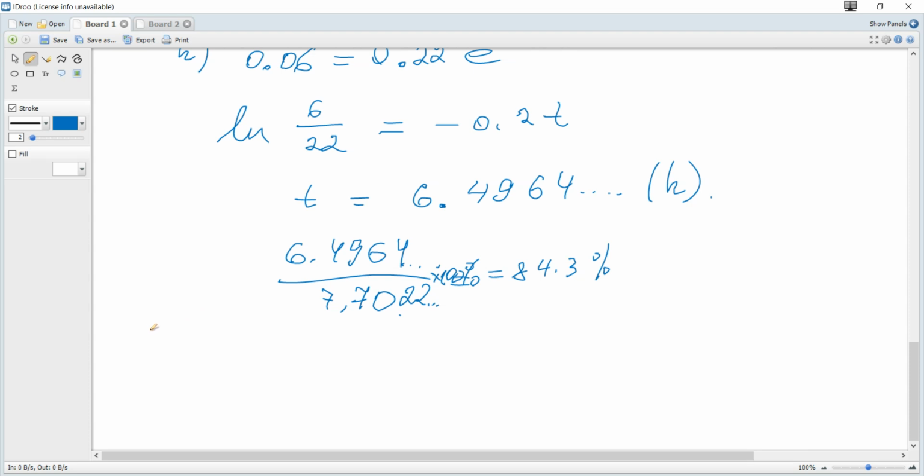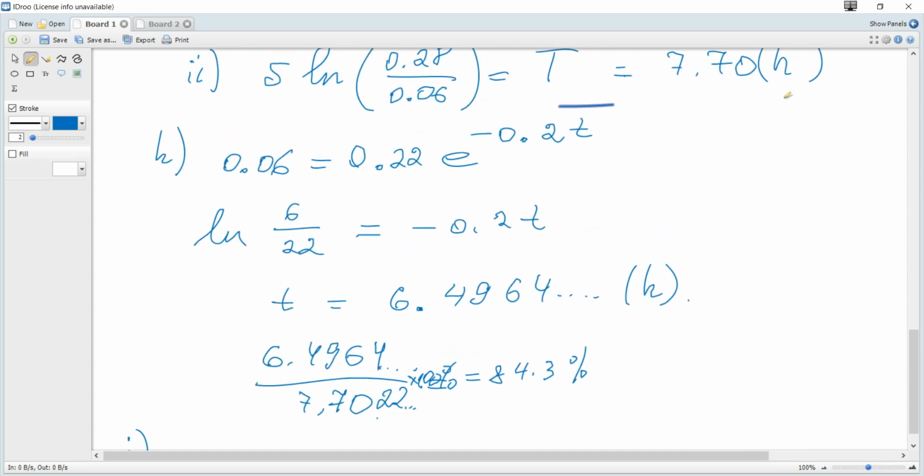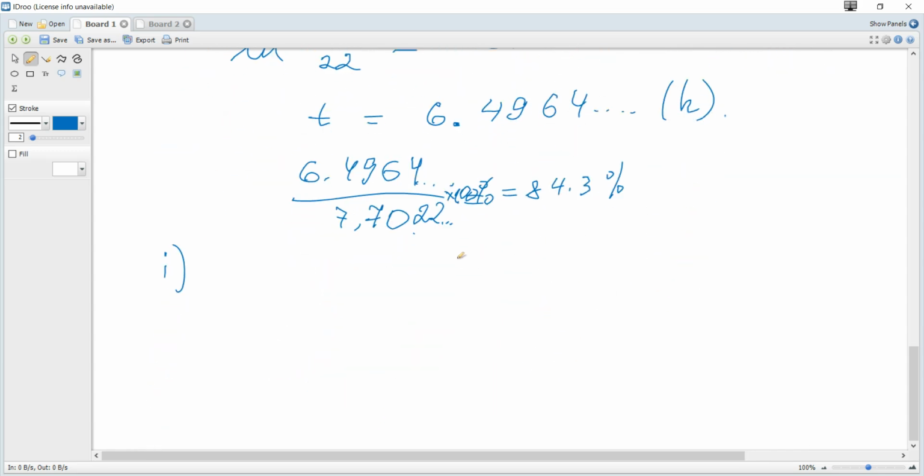And the last question: suggest a reason why the instructions on the label of the drug might use a different value of capital T to that found in part G, 1 mark, this 7.7 hours. And again it's only 1 mark, and any reasonable answer that engages with the model in a practical sense is accepted.